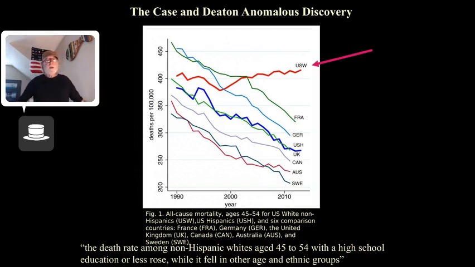One thing that was discovered by a couple of researchers, Case and Deaton, and this was just stumbled on by accident, was that mortality rates for people aged 45 to 54 are all going down. This is a long-term trend among almost all sectors of American society, ethnic groups, et cetera. Mortality rates are going down. People are living a little longer.